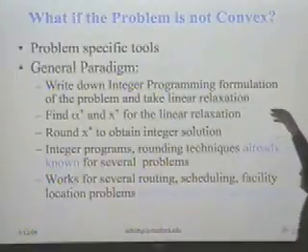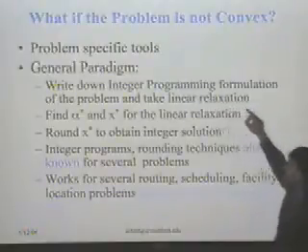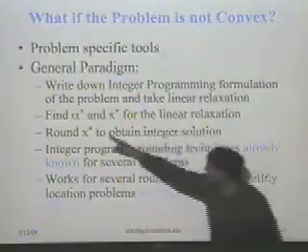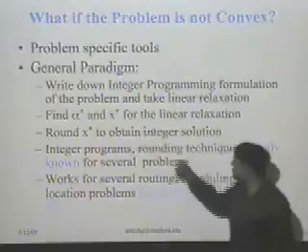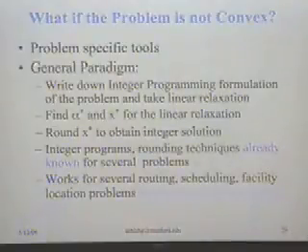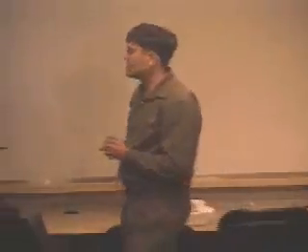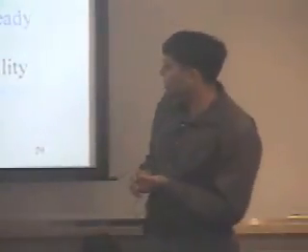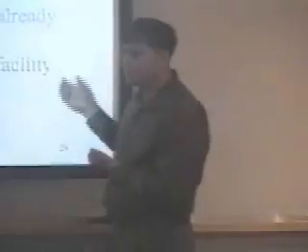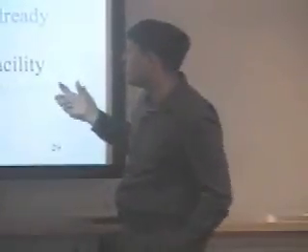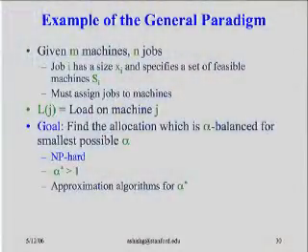You take the integer programming formulation, and then you take a linear relaxation, then you find alpha star and x star for the linear relaxation, and then you round out x star to obtain an integer solution. This is what you would do for any problem which is too hard, and there's no reason why you shouldn't be able to do something similar for majorization. Of course, it won't work in general, but integer programs and rounding techniques are already known for several problems, and you can try to apply them to different cases. This works for several routing, scheduling, and facility location problems, and I'm going to show you one of those.